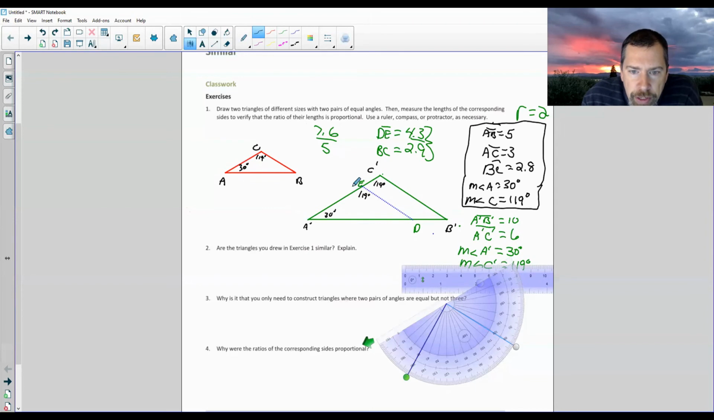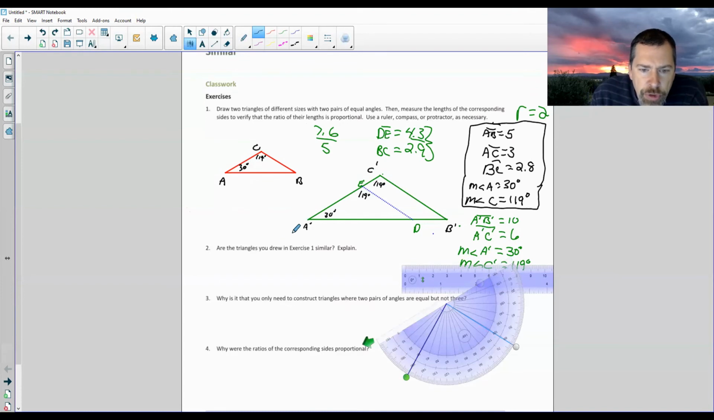So I just showed you, I even made another side to make a smaller triangle. Triangle A prime ED has a scale factor of almost 1.5, and A prime B prime C prime had a scale factor of 2. So they're proportional, and all three of these triangles are similar because we have a pair of congruent angles. 30, 30, 119, 119, 30, 30, 119, 119.